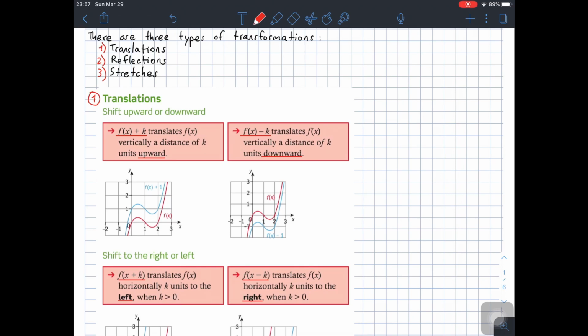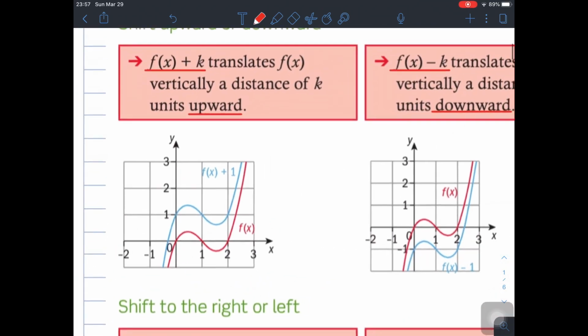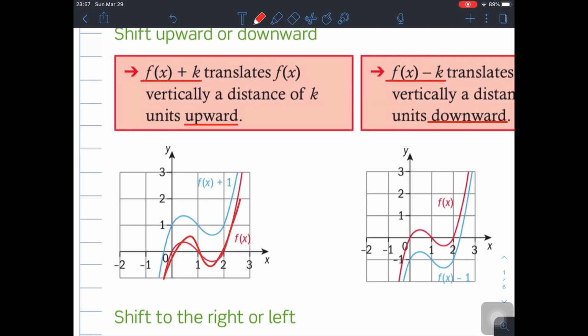It says f of x, or the function, plus k separated from the function. It says f of x plus k translates f of x vertically a distance of k units upward. And you see in this graph, for example, f of x is the original function, the red one, and f of x plus 1 is the original function, but translated 1 unit upward. You see that all of the points go up 1 place, okay? This point goes up 1 place, and so on. All of the different points of the function are translated 1 unit upwards, okay?